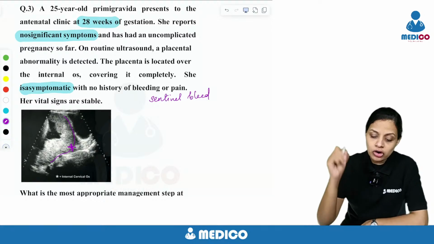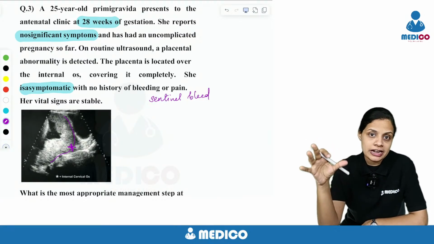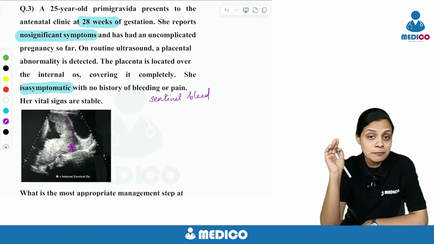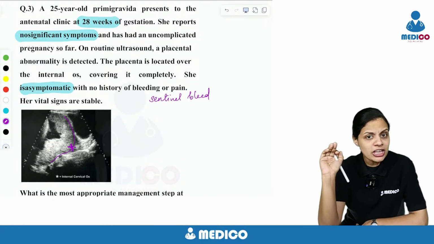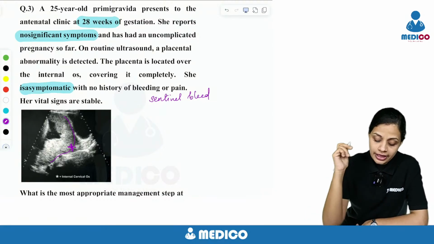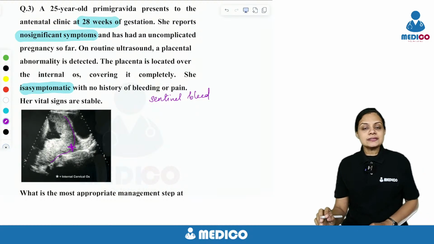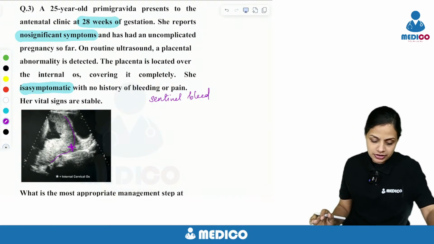Okay, so you've got a non-tender uterus and sometimes you'll have a floating head. Mostly you'll have a floating head and malpresentations are also common. Why? Because the placenta is located in the lower uterine segment. And the fetal heart sound will be heard normally. Okay, so these are the things that you see in a case of placenta previa.